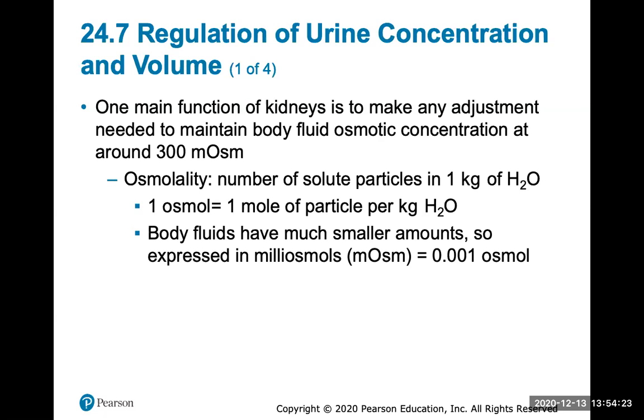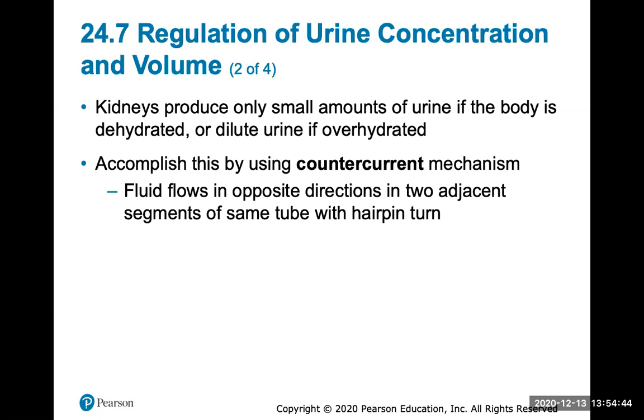One of the main functions of the kidney is also to make any adjustment needed to maintain body fluid osmotic concentration at around 300 milliosmolarity. And osmolarity is just the number of solute particles per 1 kilogram of water. So think of it kind of like concentration, but a little different. The kidneys produce only small amounts of urine if the body is dehydrated or very dilute urine if it's overhydrated. So this is one regulation of volume, where the kidneys make either dilute urine or concentrated urine.